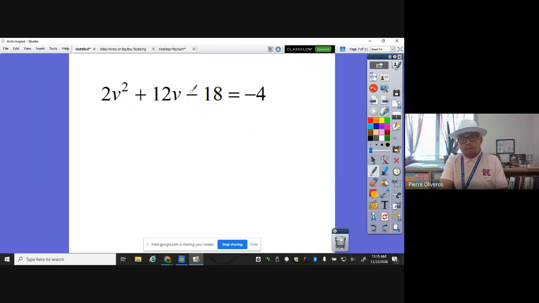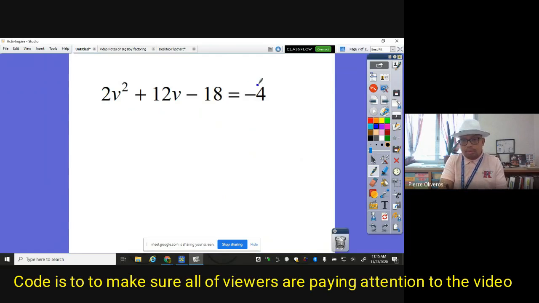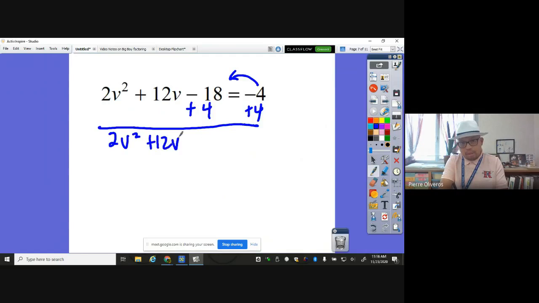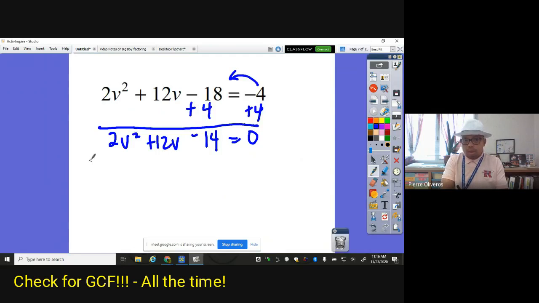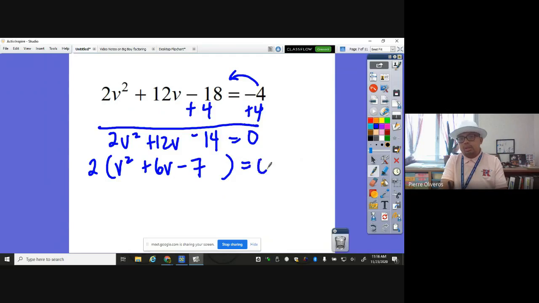Next, 2v squared plus 12v minus 18 equals negative 4. If you notice, this equation is not yet equal to 0. So I have to move the negative 4 to the other side by adding 4 here, adding 4 there. This gives us 2v squared plus 12v minus 14 is equal to 0. And what's common to them? 2v squared plus 12v minus 14, they're all divisible by 2. So my GCF there is 2. I'm going to factor it out and divide everything by 2. That will give me v squared plus 6v minus 7 equals 0.